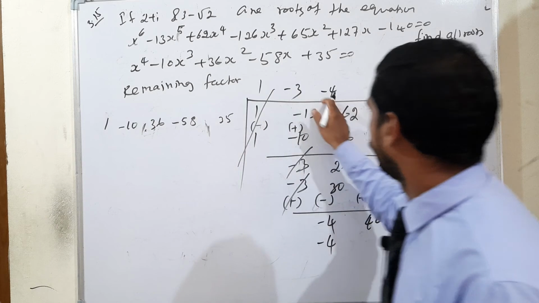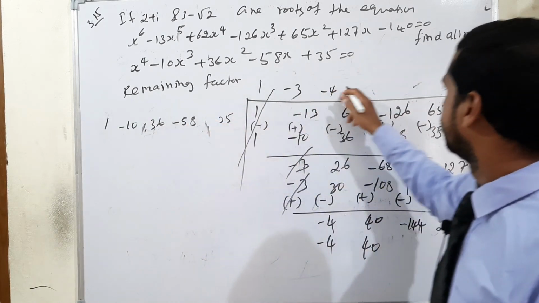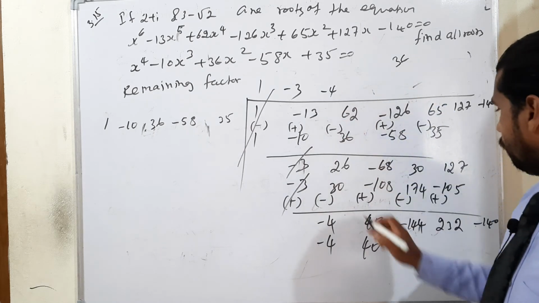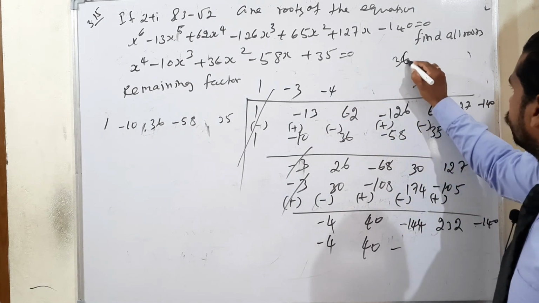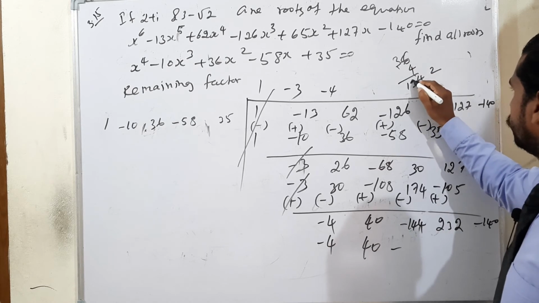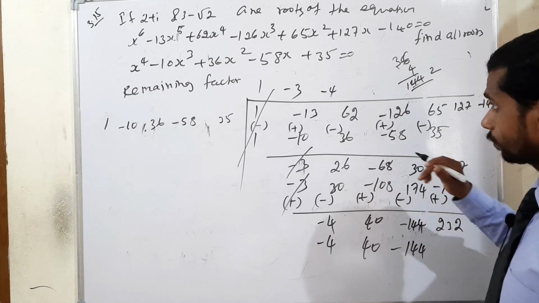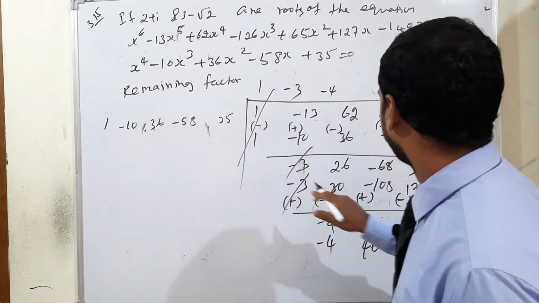Again negative into negative positive, 4 tens are 40. Next condition 36 into 4, but the sign is minus here. 36 into 4 means 6 fours are 24, 3 fours are 12, 12 plus 2 is 14, so 144. The last condition, 58 into 4.